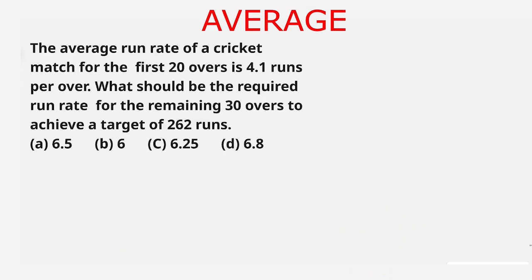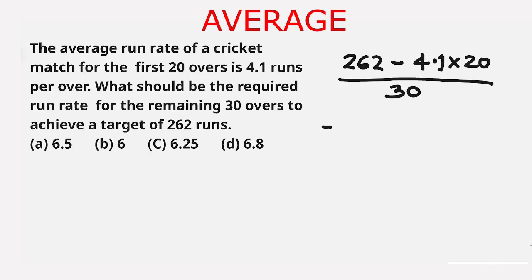We want to achieve the target of 262 runs. So we subtract the total runs scored in the first 20 overs, which is 4.1 multiplied by 20, and this will be the total runs required to be scored in remaining 30 overs. So for average, we divide this by 30. So this is equal to 262 minus 4.1 multiplied by 20 is 82, divided by 30.